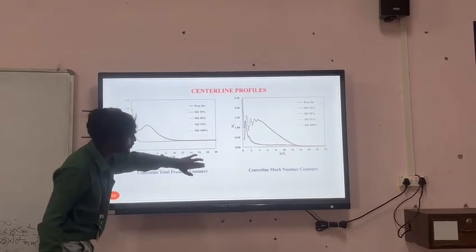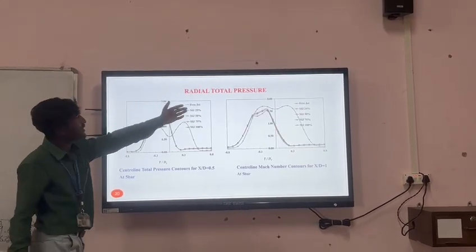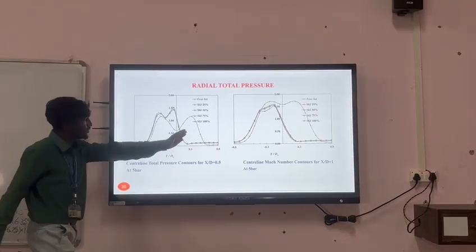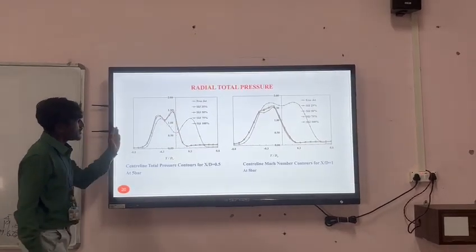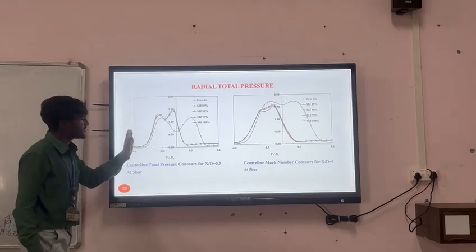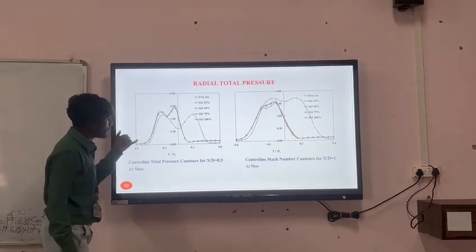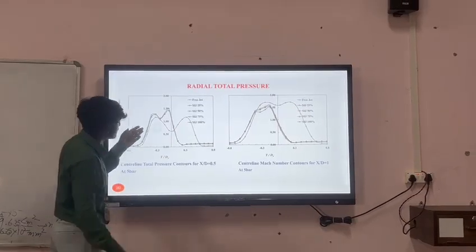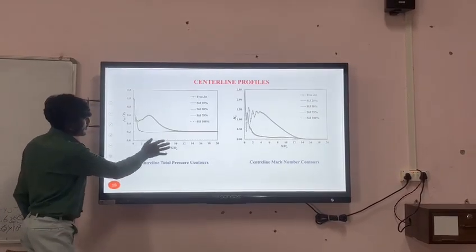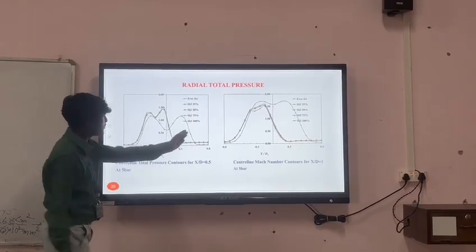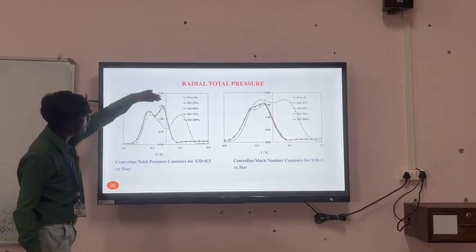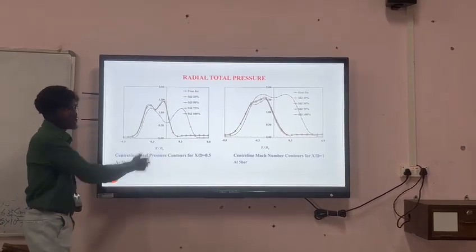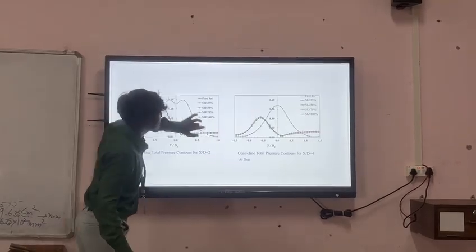This is our centerline Mach number. This is the radial total pressure. This is our streamline flow, free jet nozzle. In that, we have noticed the expansion and compression of the flow. In this image, we calculate the Mach number at the peak. Compression and expansion waves are created here.